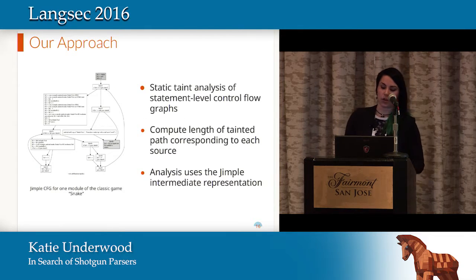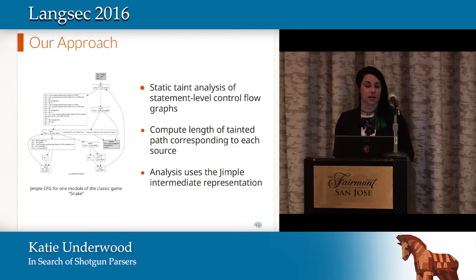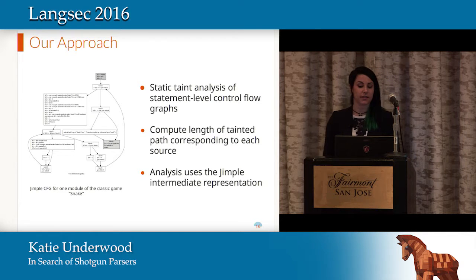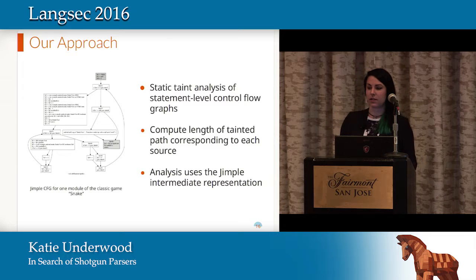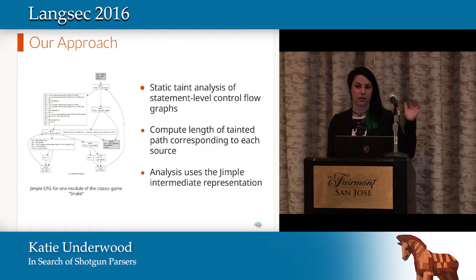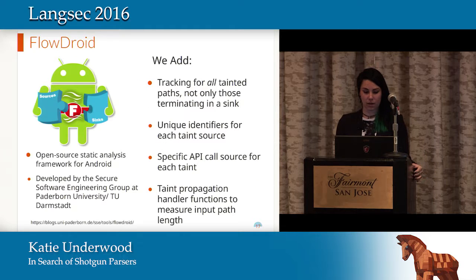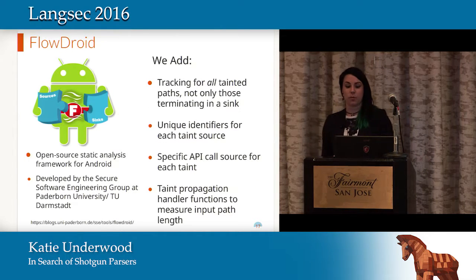So again, our approach was based on static taint analysis of statement-level control flow graphs. And what we wanted to do was compute the actual path length associated with each source of taint into a given application. Our analysis used the Gimple intermediate representation, which is a representation that sits between Dalvik bytecode and source-level Java in terms of complexity. So we built our analysis on top of FlowDroid, which is an open-source static analysis framework for Android.